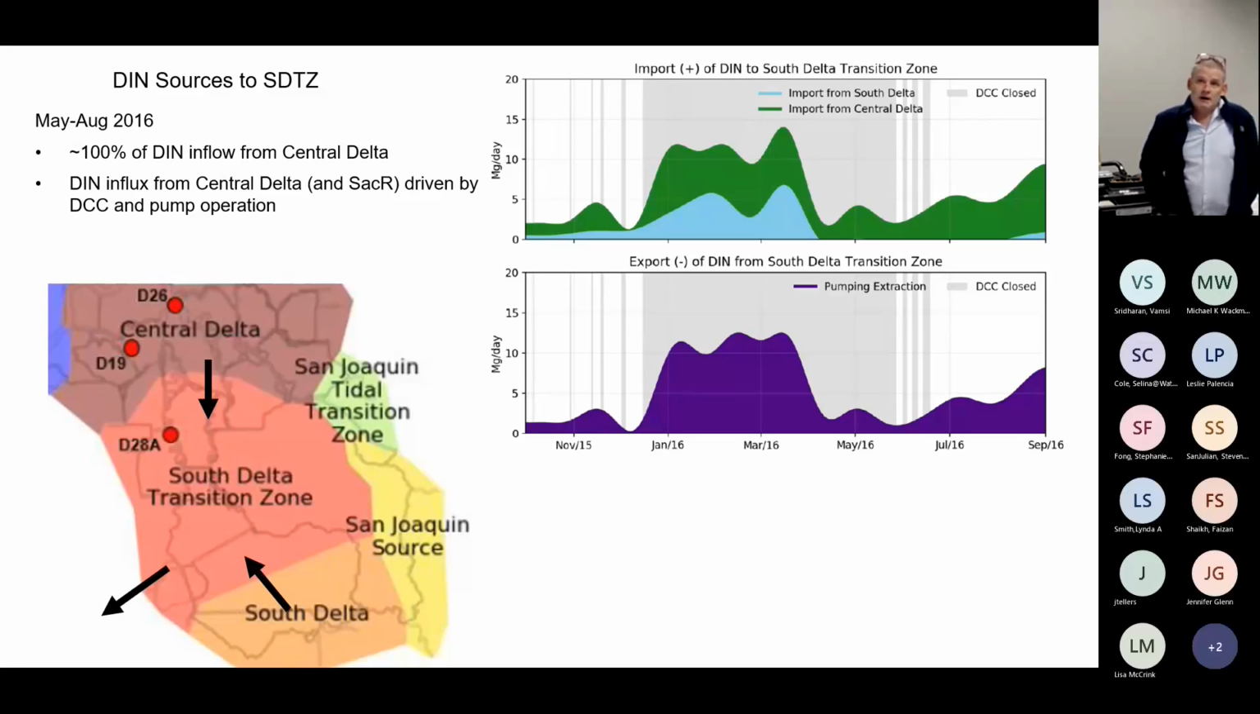And so roughly 100% of the DIN inflow is coming from the Central Delta from May through August 2016. So during the warmest times of the year, when the issues like highest growth of aquatic plants as well as highest potential for growth of cyanoHABs, this model simulation is suggesting that delivery of the nitrogen is coming from the Sacramento River.